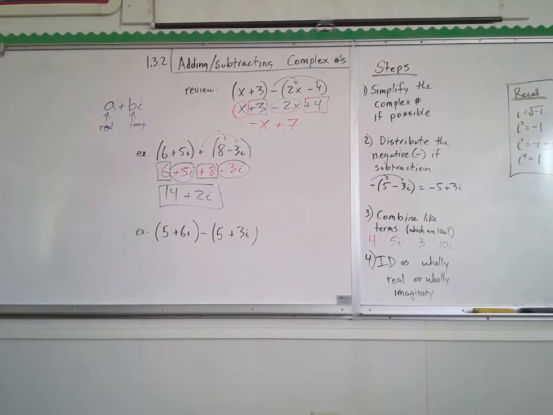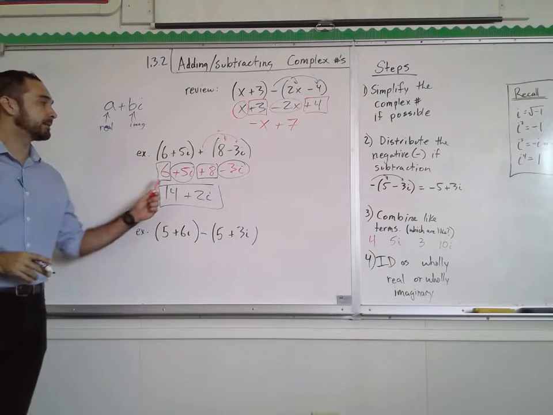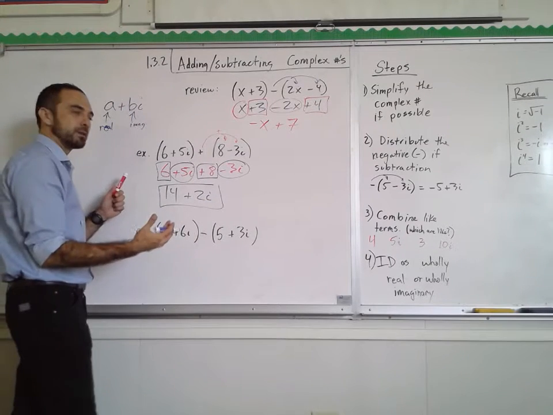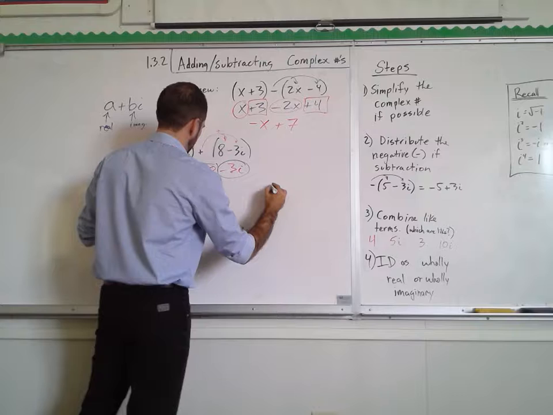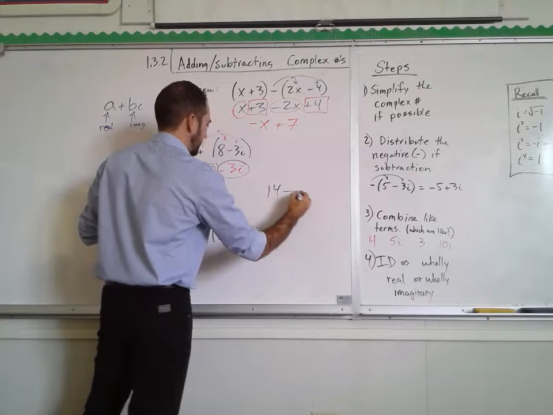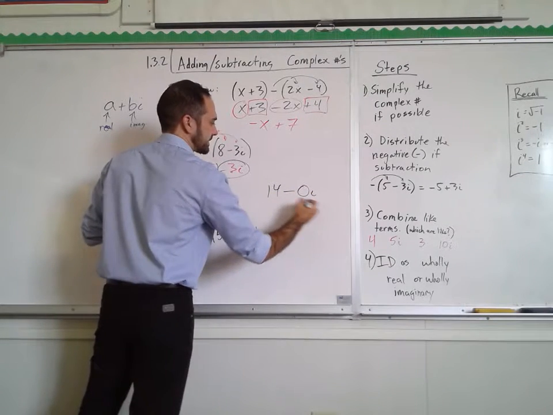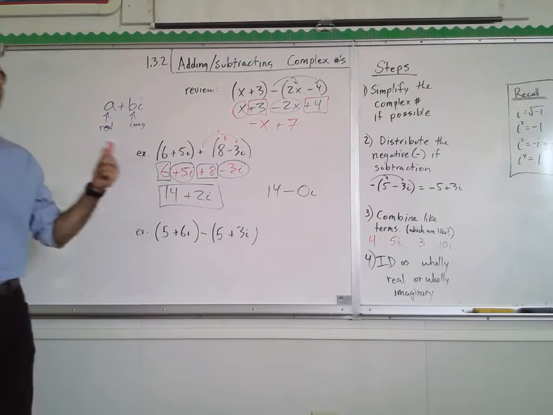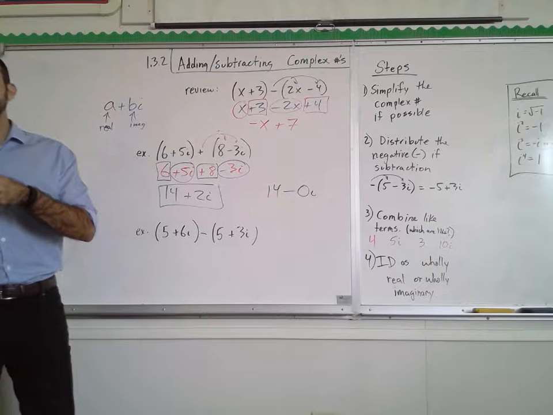Now, if you end up with a combining of like terms that takes away all the i values, I still want you to write it for today. If this ended up canceling out our i's, I want you to write it as 0i. Because that's going to help you just identify, is it wholly real or is it wholly imaginary?